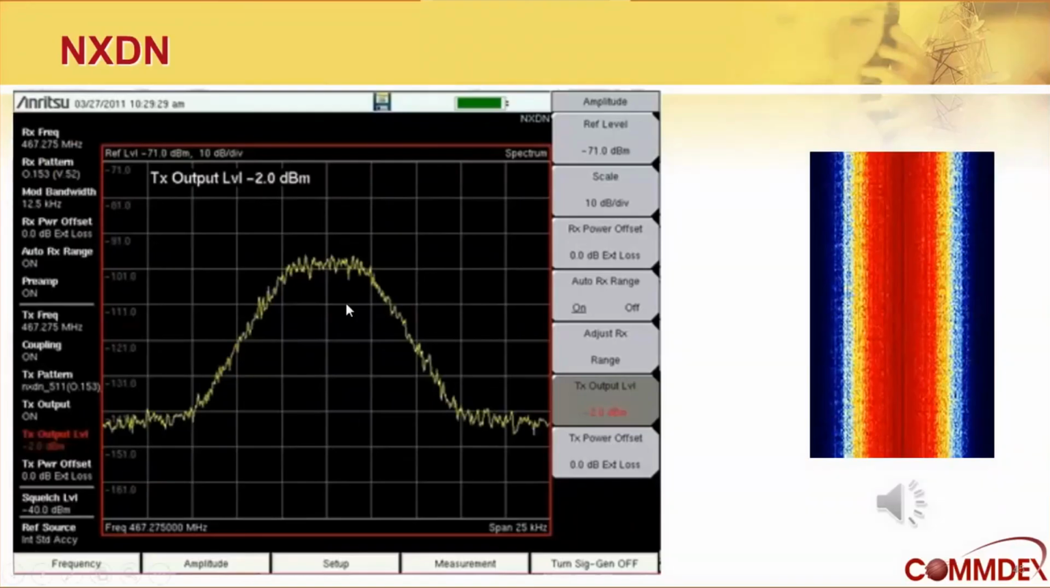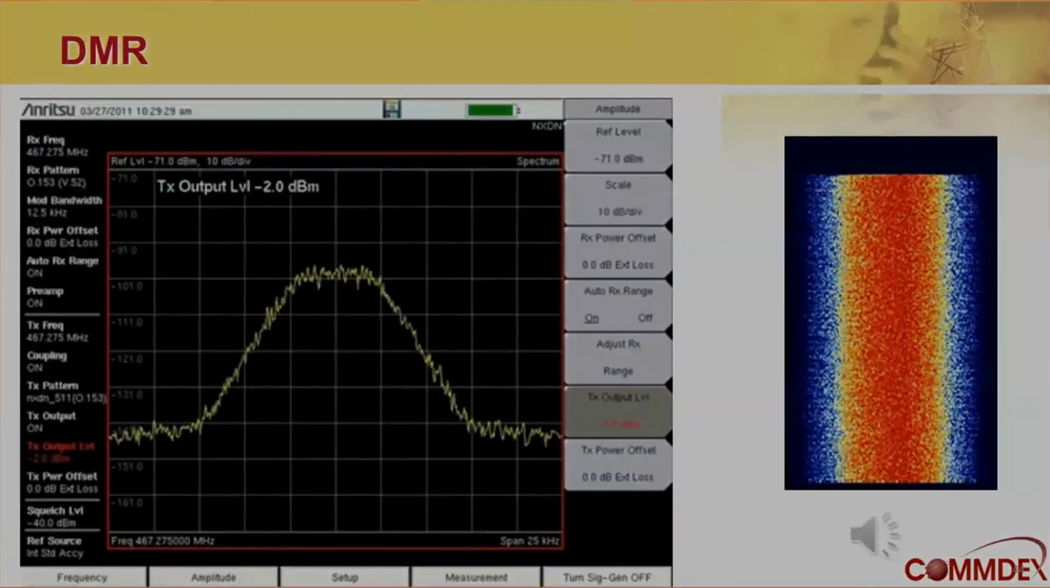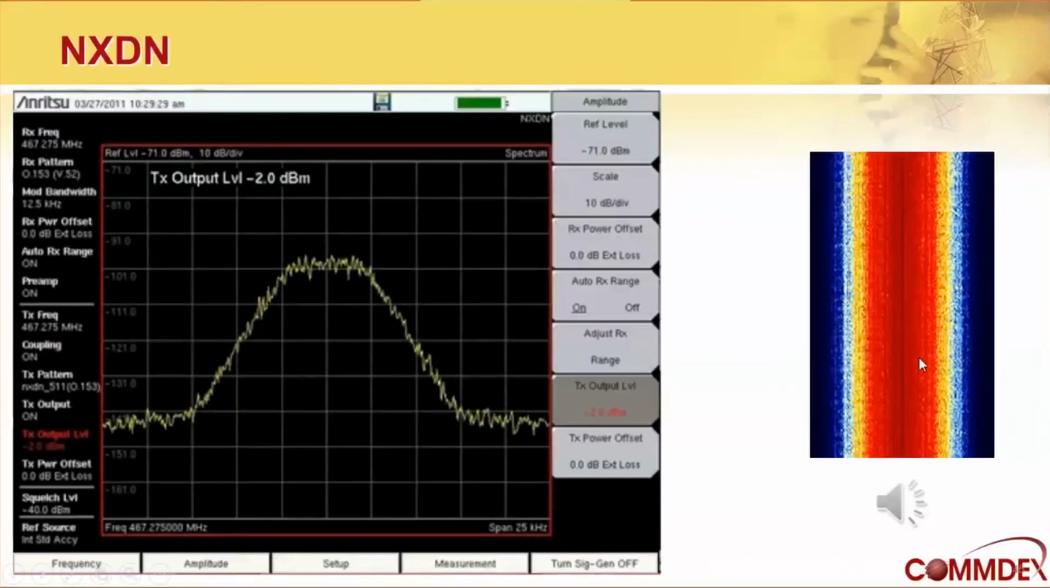And finally, we're going to look at NXDN. Did I do NXDN yet? Maybe I didn't. No, I don't think I did. NXDN is next. This is the narrowband NXDN. You can see the waterfall relative to the DMR. It is narrower. So this is the 6.25 NXDN signal. So we'll try playing this for you.